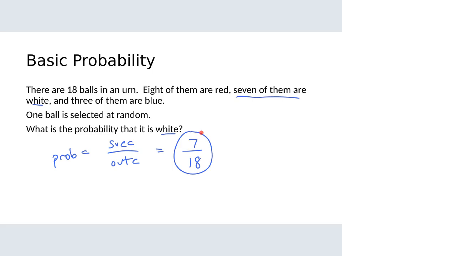Again, let me know if you have any questions. We spent a lot of time on some pretty sophisticated probability questions. This is just a basic, straightforward successes over outcomes.